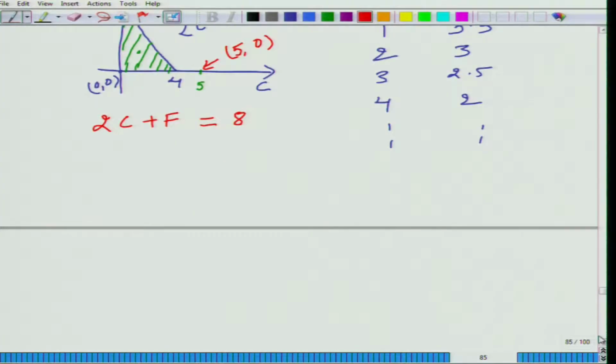Okay. So, let us look at it just on the line. What do we get? We can write it like this also. Let me write it in terms of F.